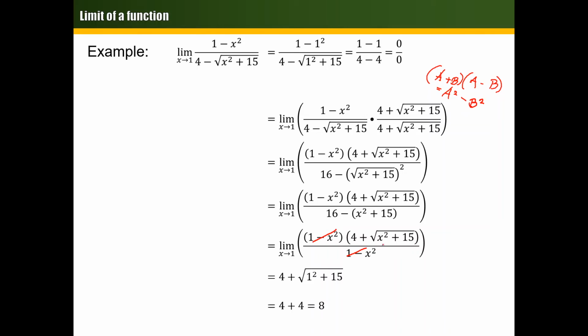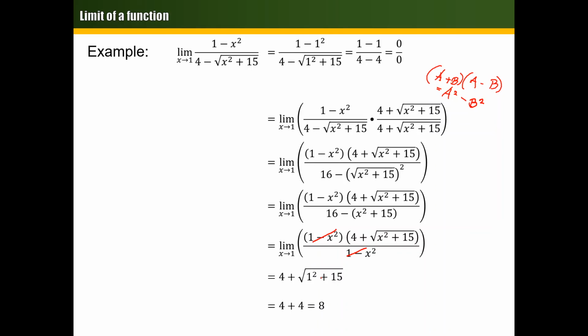Tingnan nga natin kung anong mangyayari. And does that number exist? So we have 4 plus yung x magiging 1 plus 15. Simplifying this one, we have 1 plus 15 is 16. The square root of 16 is 4. And 4 plus 4 is equal to 8. So ang limit ng ating given function is equal to 8.